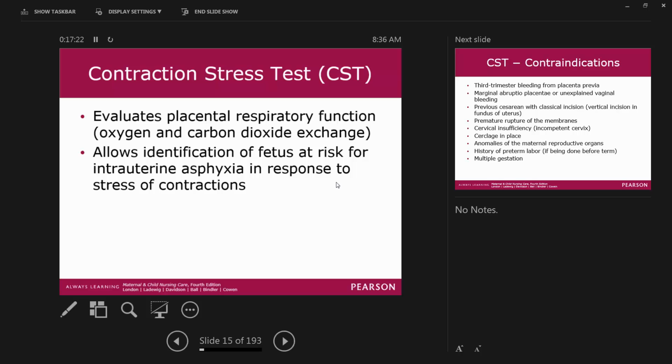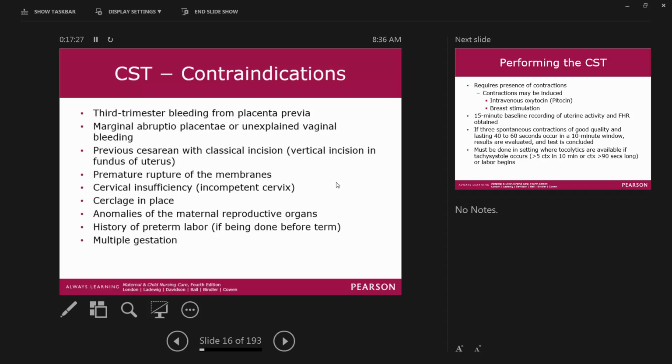It's called a contraction stress test. So we need contractions. Here are your absolute contraindications for doing a contraction stress test. What I want you guys to try to start doing is, instead of memorizing these things, think about what this means. Think about what it means to have a patient contract. And think about what it means for a patient who is high risk, who you don't want contracting. A bleeding patient with a placenta previa. We don't want that girl contracting, okay?